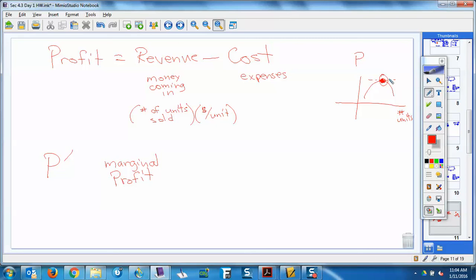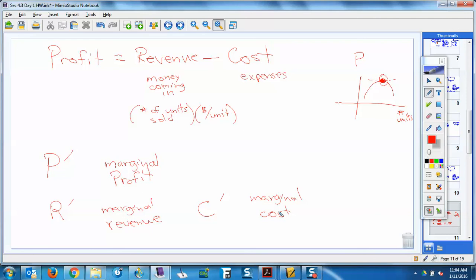Same thing with marginal cost and marginal revenue. So R prime is marginal revenue, and C prime is marginal cost. So when you hear those terms, it means derivative. And that's in that little table there on the right side of that table.